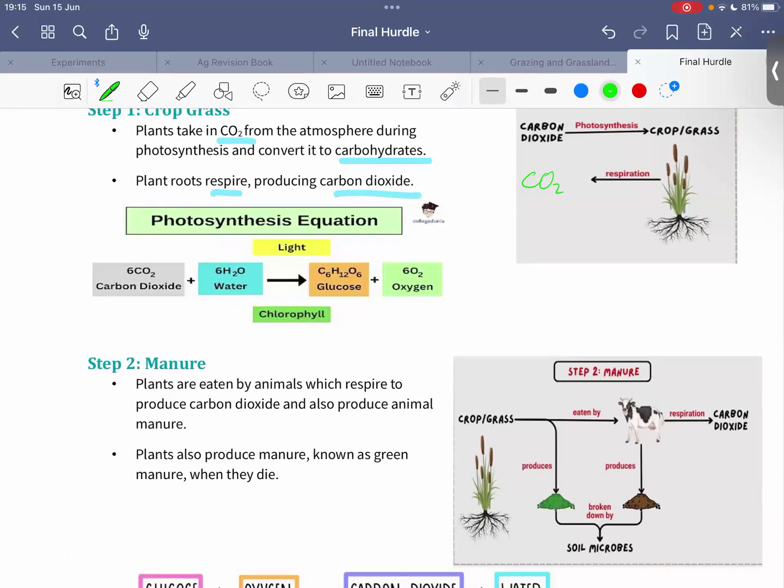You do need to know these formulas. I say the chemical one. If you're doing higher level, you'll be asked for the chemical one. C6H12O6 is the formula for glucose. That's the only one you need to know.